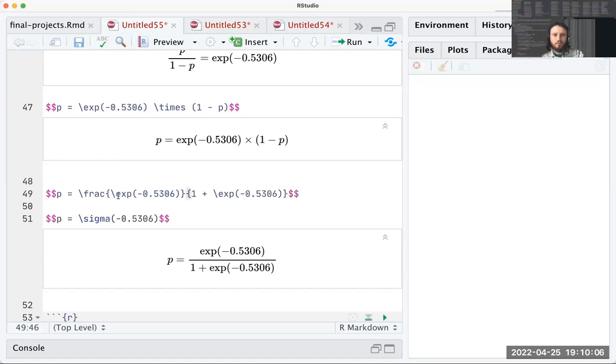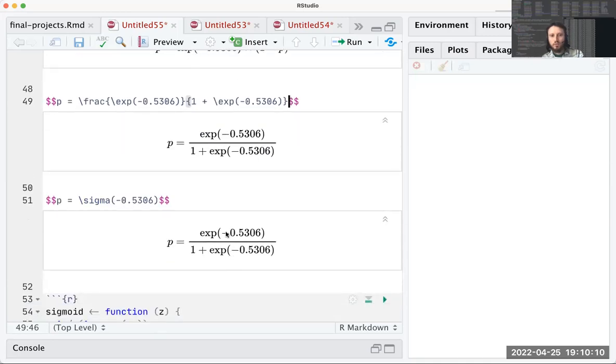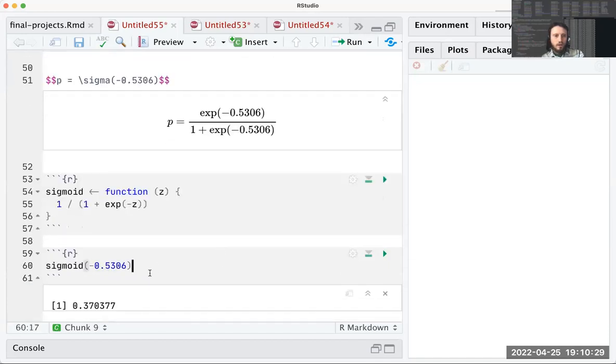something like this. This function is actually the same thing as sigmoid, because you can multiply both numerator and denominator by this exponential. And then this thing becomes one, this thing becomes one, and this thing becomes exponential of this thing, but with plus. And we see that this probability equals 0.37.